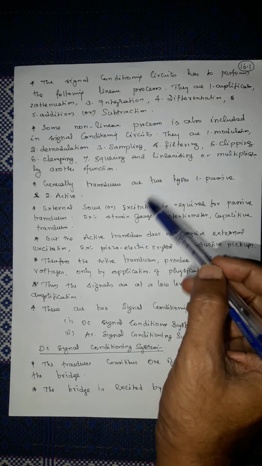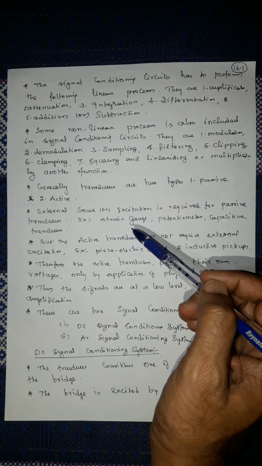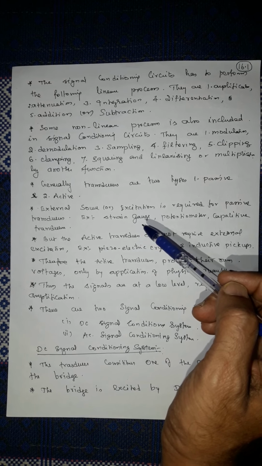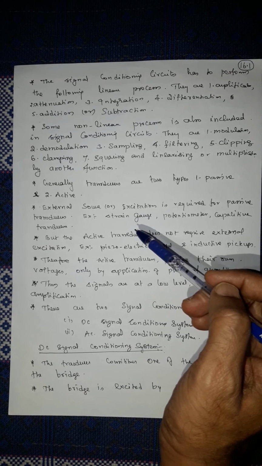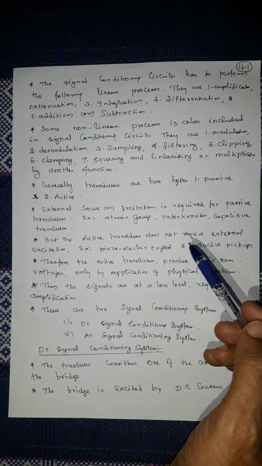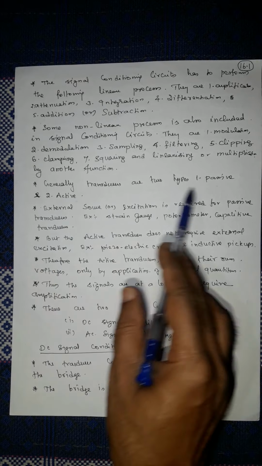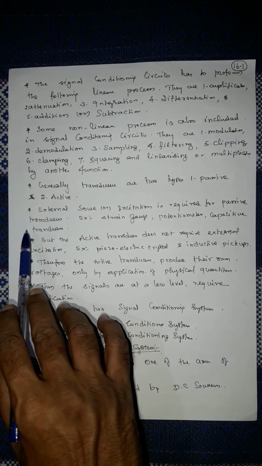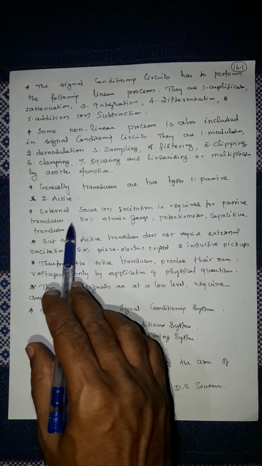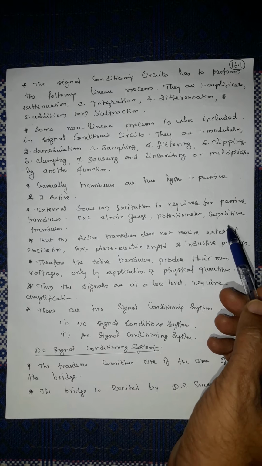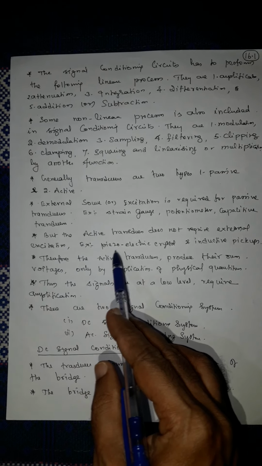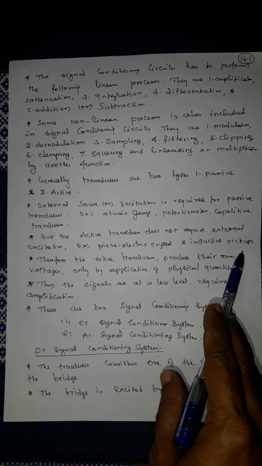They are: modulation, demodulation, sampling, filtering, clipping, clamping, squaring, linearization, or multiplication by another function. Generally transducers are of two types: passive and active. The external source or excitation is required for a passive transducer. Examples: strain gauge, potentiometer, capacitive transducer. But the active transducer does not require external excitation. Examples: piezoelectric crystal, inductive pickup.